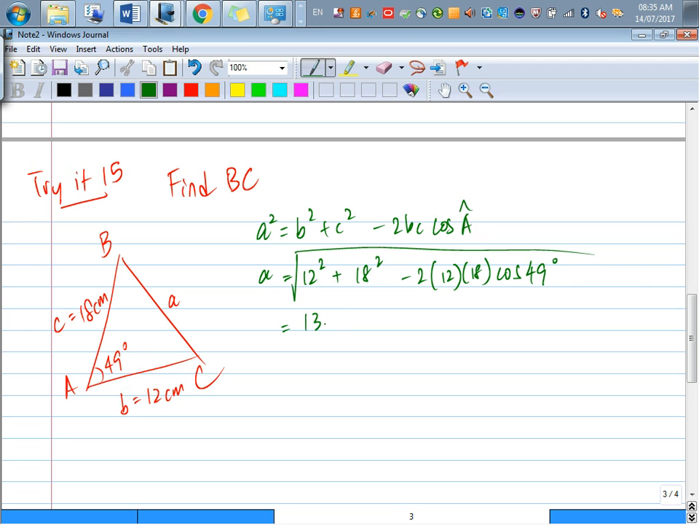So my answer will be 13.586 cm, rounded off to be 13.6 cm. Okay? Anybody needs help for this?